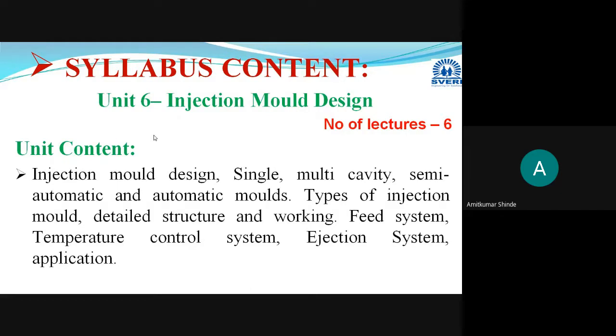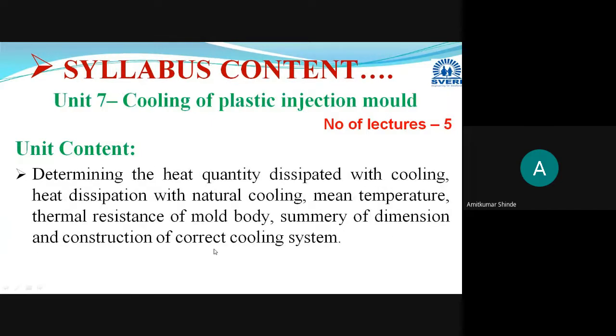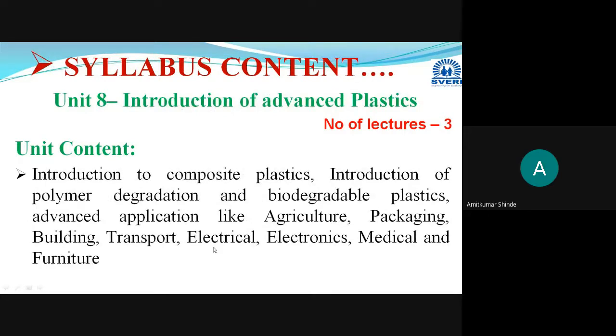In that, we are going to deal with the feed system, temperature control system, and ejection system and their applications. In the seventh chapter, we are going to deal with how a cooling system is designed and how we determine the heat dissipated during the cooling. Some numerical questions will be there. And this is the eighth chapter.